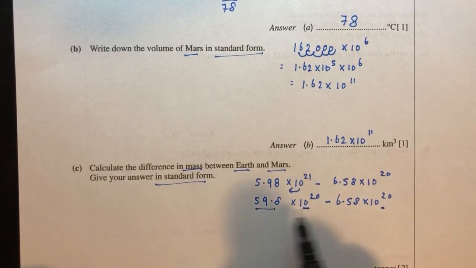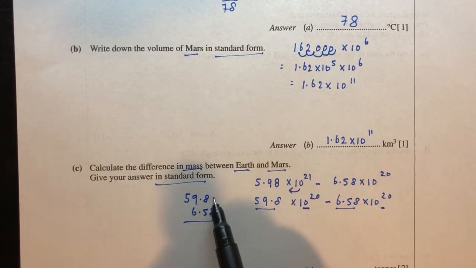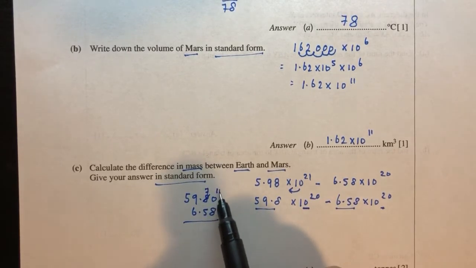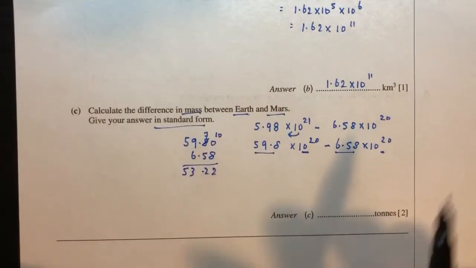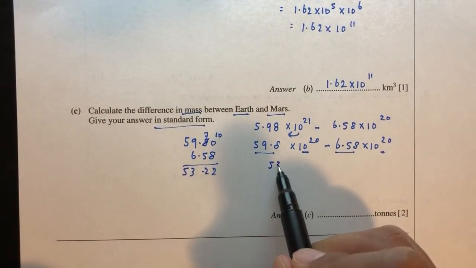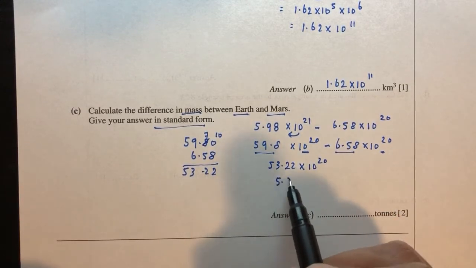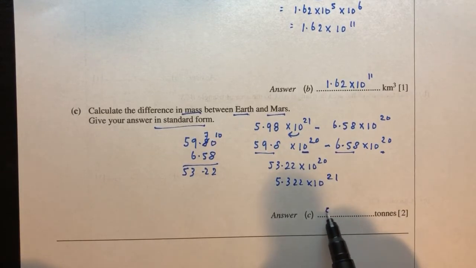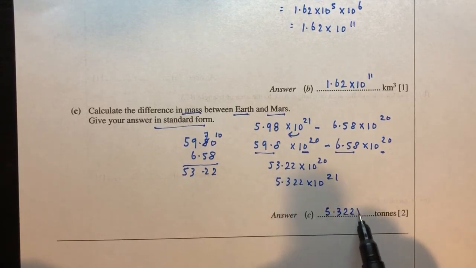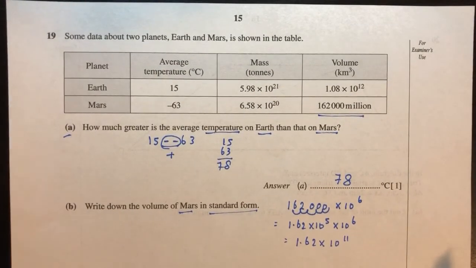So now the power is the same. We can take this minus this. So 59.8 minus 6.58. What do we have? That will be 53.22 times 10 power 20. So in standard form, it will be 5.322 times 10 power 21. So 5.322 times 10 power 21 tons. That will be question number 19.